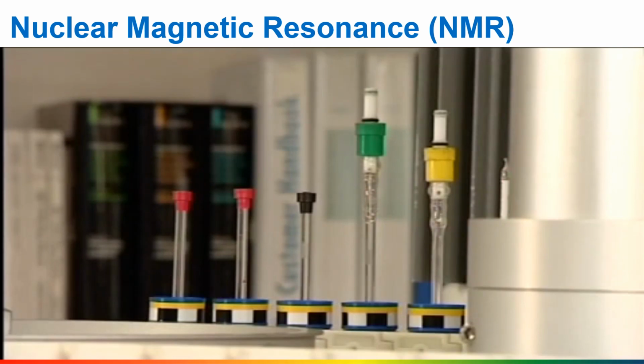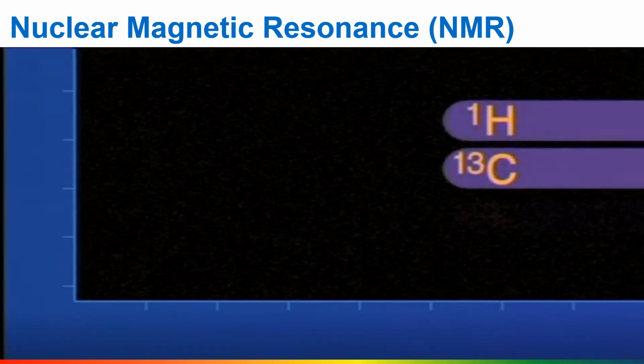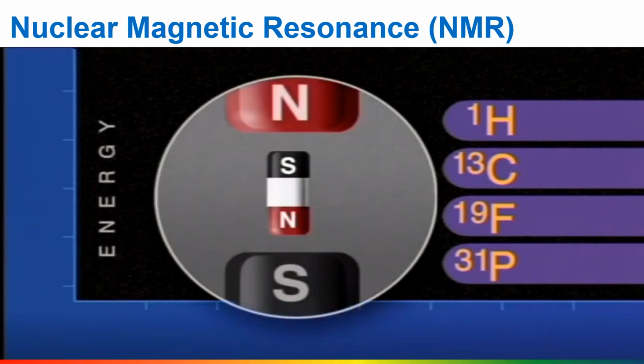The principle of NMR is based on the fact that certain nuclei with odd atomic mass or atomic number, such as hydrogen-1, carbon-13, fluorine-19 and phosphorus-31, have a property called spin. This means that they have a magnetic field similar to that of a bar magnet.